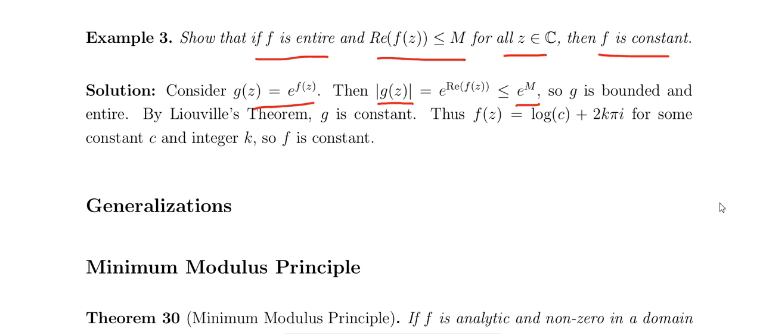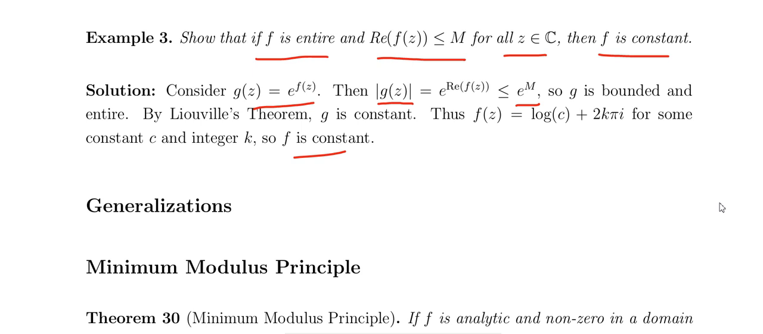Because f is entire, e power f of z is an entire function, so it is analytic everywhere. So by Liouville's theorem, g is constant. That means f of z, when you define it like that, equals log of g of z. So that is log c plus 2k pi i for some constant c and integer k. Therefore f is constant.